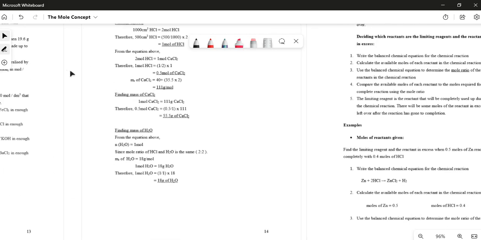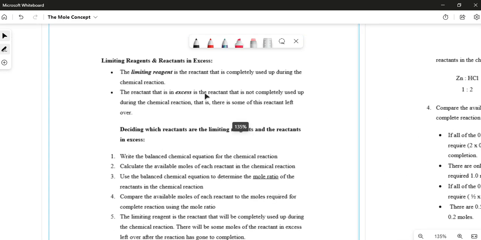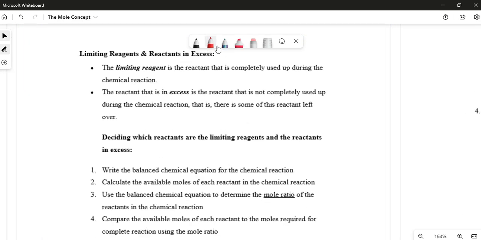So, finding mass. Now limiting reagents and reactants in excess, a very important topic. The limiting reagent is the reagent that is completely used up during the chemical reaction. The reactant in excess is the reactant that is not completely used up during the chemical reaction, that is, there is some of the reactant left over. Now, deciding which reactants are limiting and which are in excess.